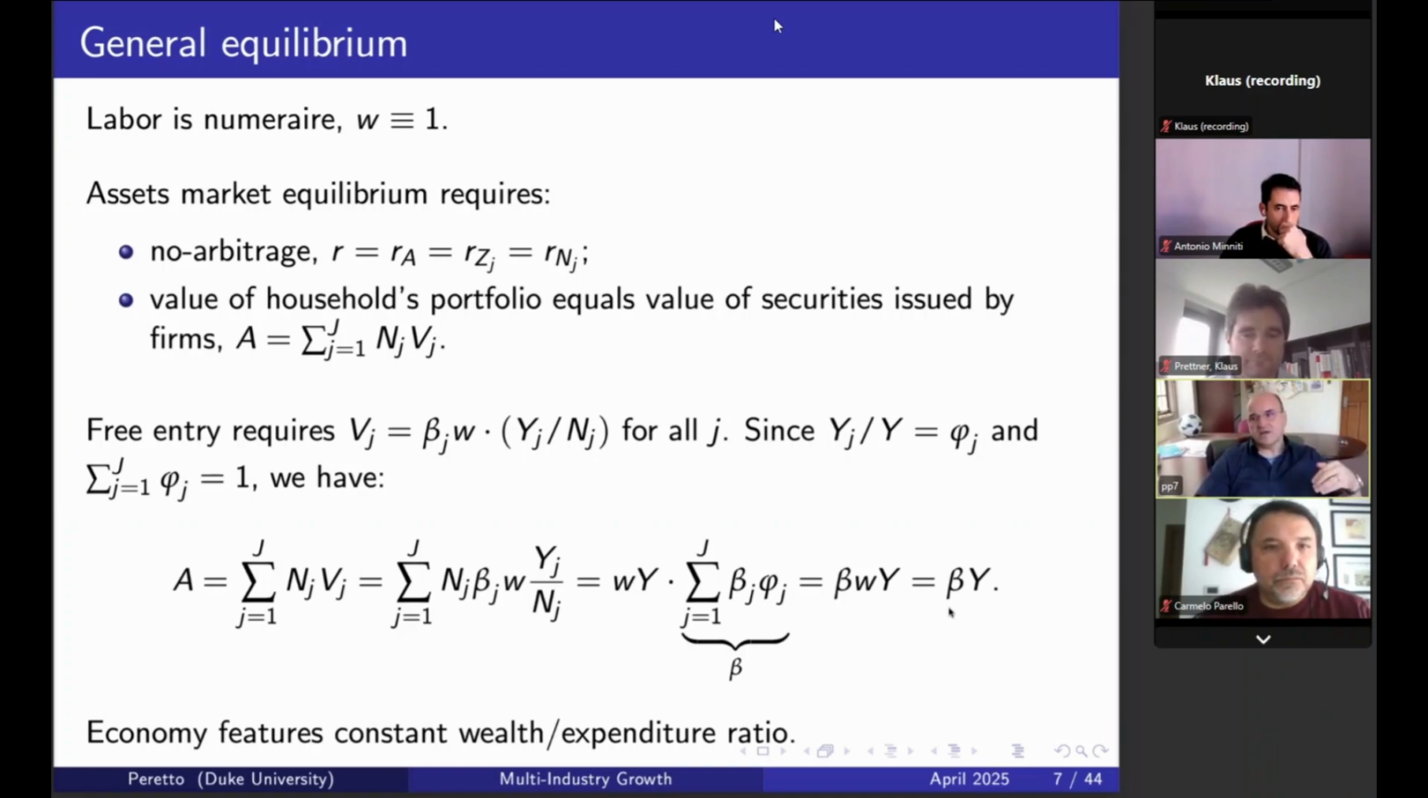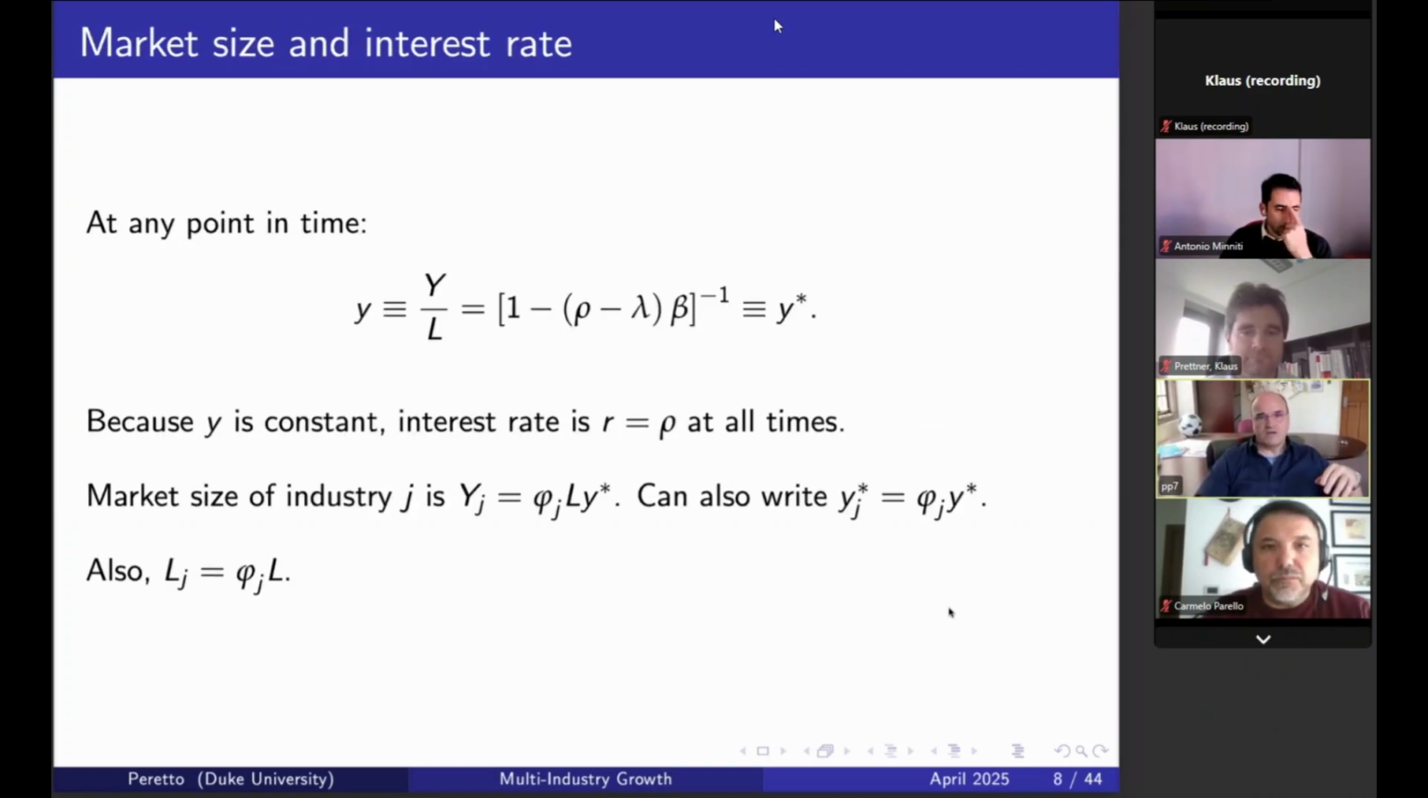This result then gives us that expenditure per capita jumps to its steady state value and remains constant there, and therefore the interest rate is constant at all times. And it doesn't get any simpler. And this is the employment. Industry employment is aggregate employment times the industry share. Okay, that's what I mean by aggregation works like a charm.